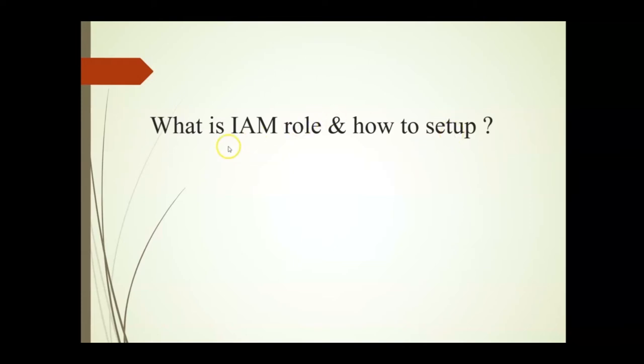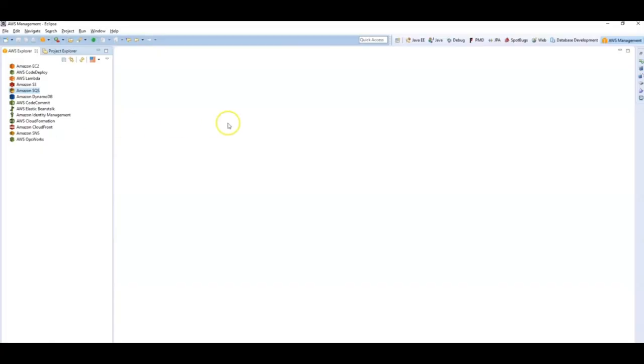Why we need IAM is, we need a user which we need to set up in our Eclipse, who will have access to deploy the code, who has access to Lambda also, and who will be deploying the code through Eclipse. So for that purpose, we need IAM. With that, let's go to IAM from our console.